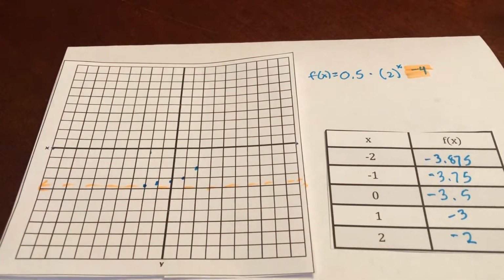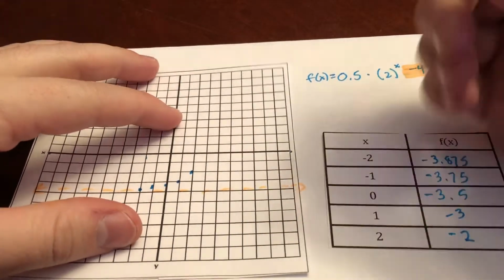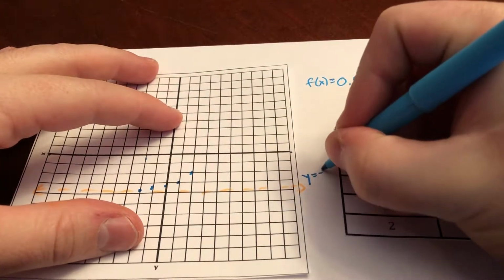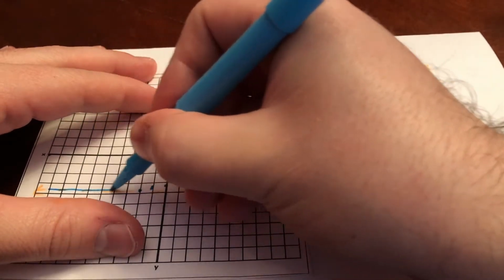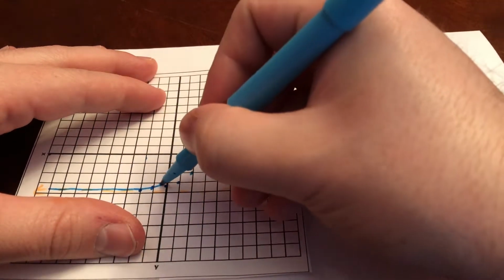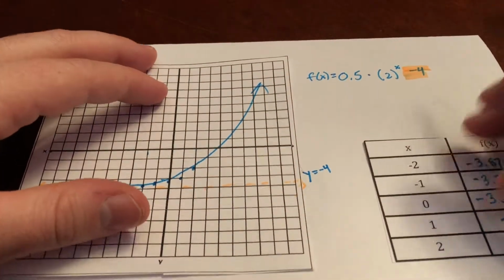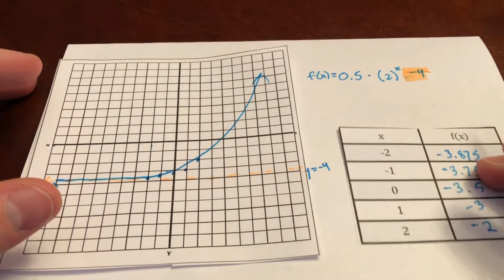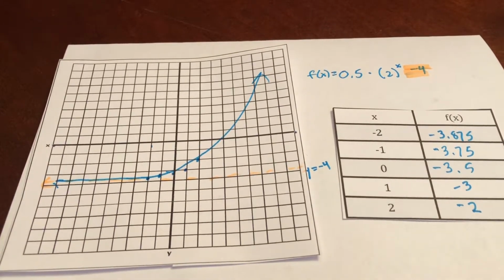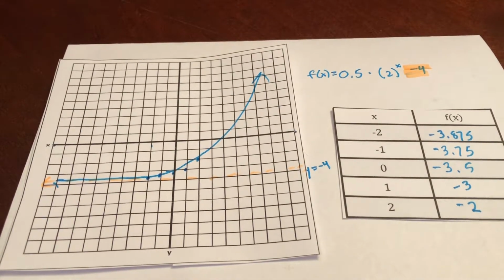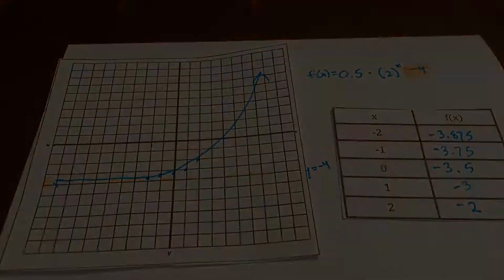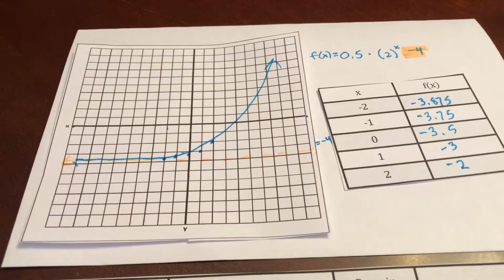The equation for my horizontal asymptote is y equals -4. All right, so I'm going to extend my line here to connect some dots. And I've drawn my function and created my table. We're going to use this information to really expand on the idea of exponential functions. Let's look at some key features of this exponential function.